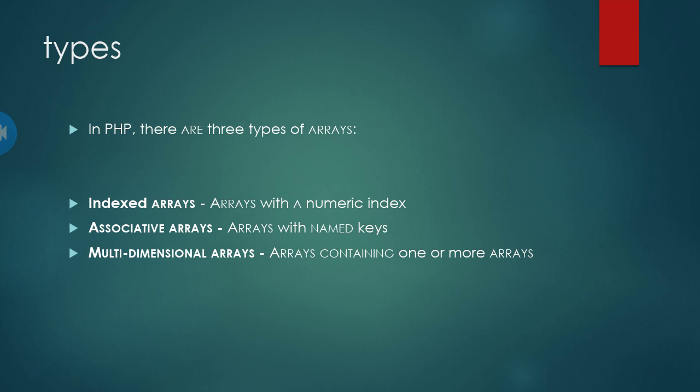Next is types of array. In PHP, there are mainly three types of array. The first is the indexed array, then the associative array, and the multidimensional array. An indexed array is an array with a numeric index. An indexed array is one of the most commonly used arrays. Indexed array means we represent the array with the index number.